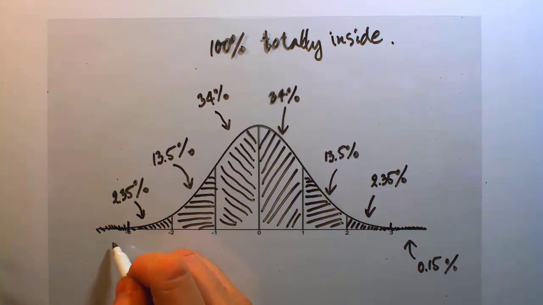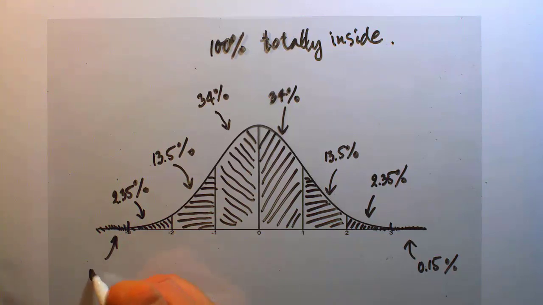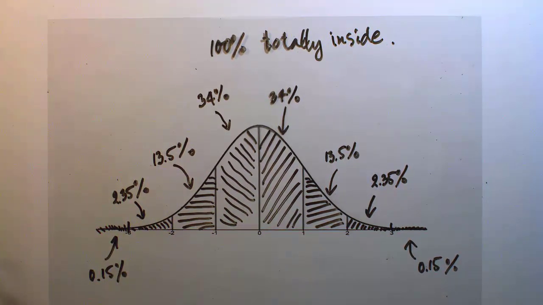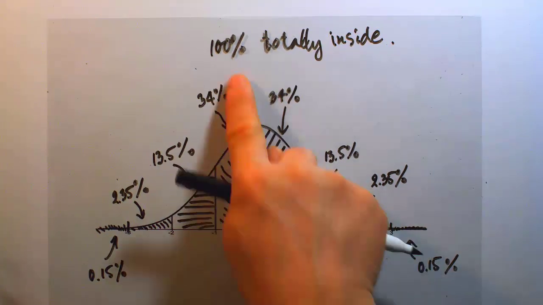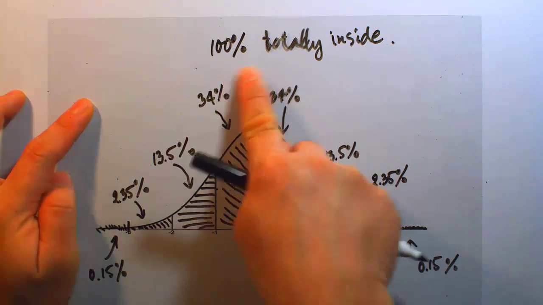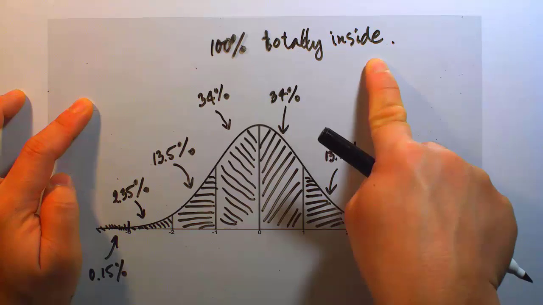It's a pretty small amount of data. 0.15%. Right, and so now if we add up all of these little pieces together, that gives us 100% of area being totally inside of your bell curve data, of your normal distribution data.